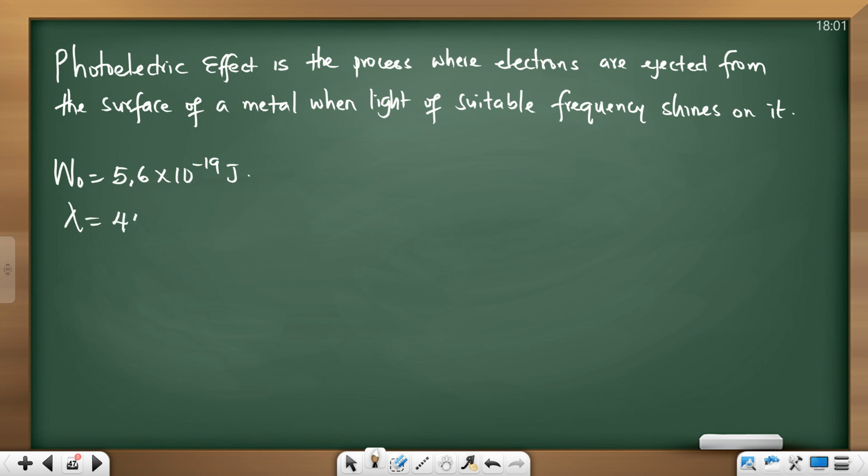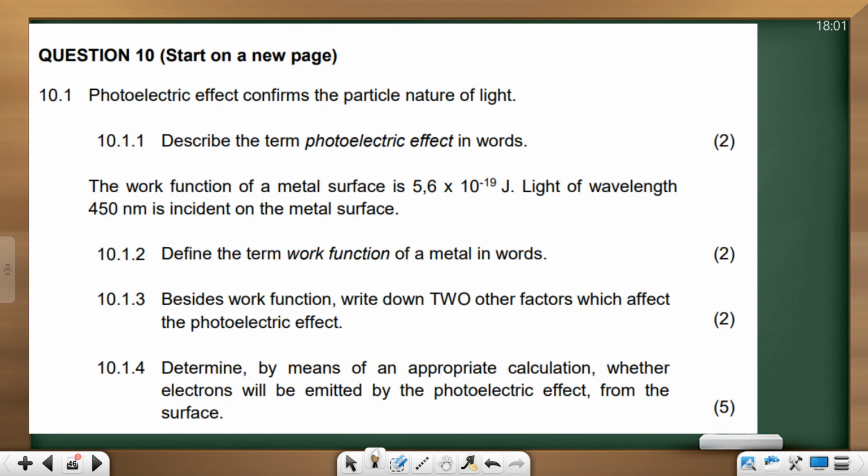So 450 nm is what? 450 times 10 to the power what? Negative 9, what? Meters. You must convert. I want us to see. Define the term. Well, I'm not doing that again. We did that earlier on.